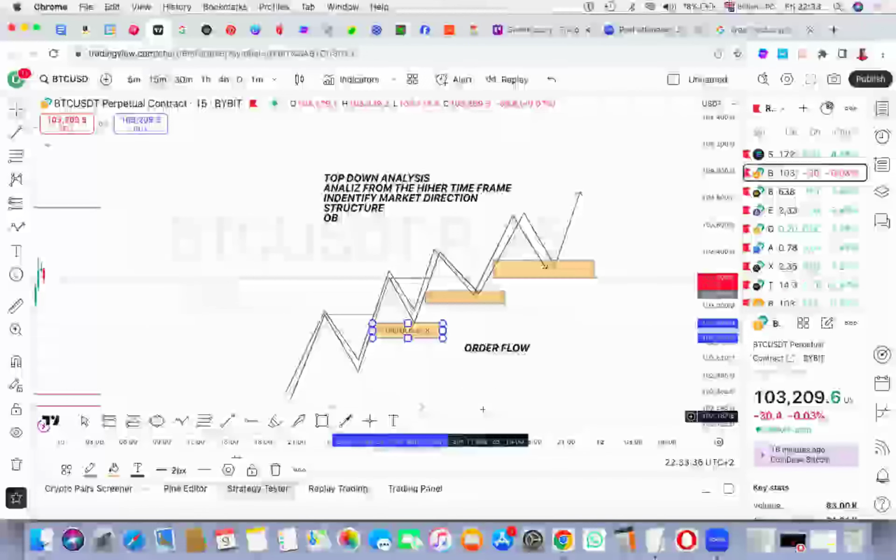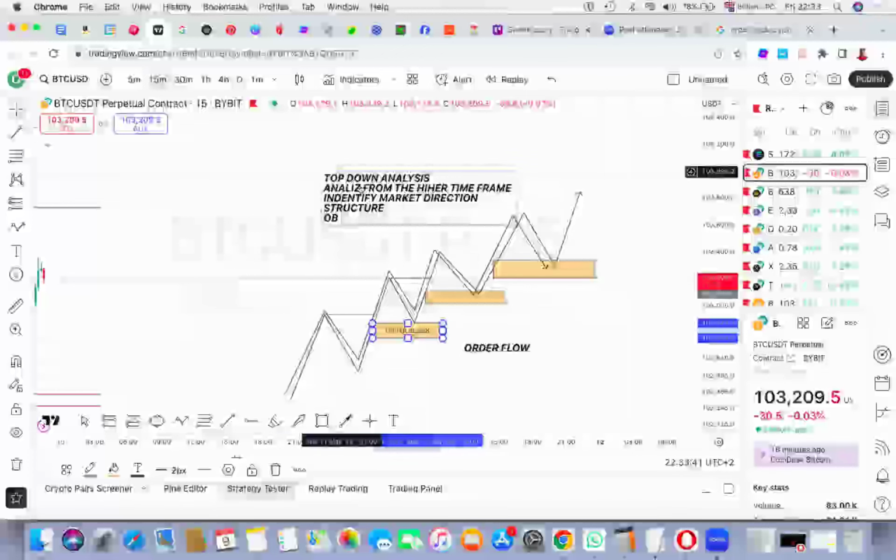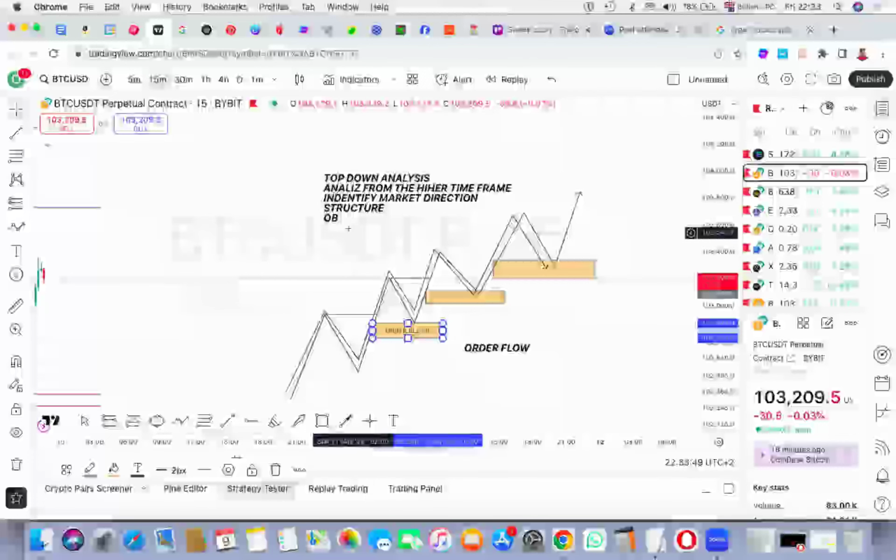So we talked about the topic for tonight, and we briefly talked about all the criteria you need to meet. You define your OB clearly, and you also have to identify your institutional candle and your fair value gap. Once you meet all of these, you are good to go, and then you place your order.